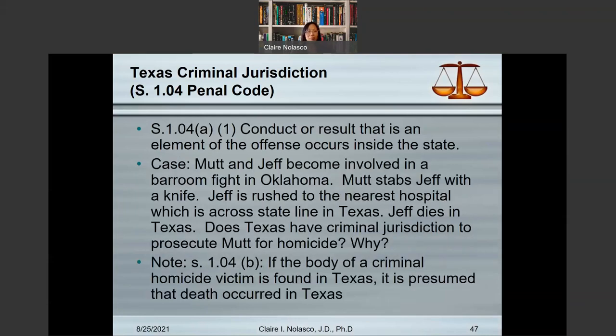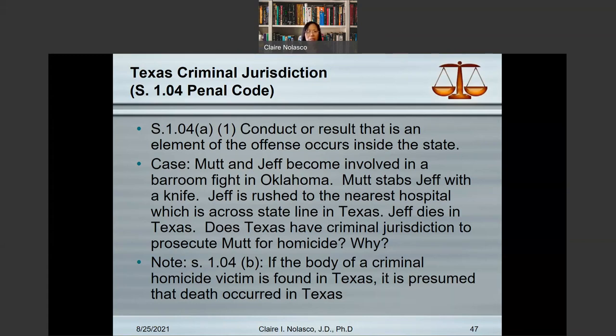Now let's look at this. Section 1.04(a)(1) states that conduct or result that is an element of the offense. So Texas criminal law grants jurisdiction to Texas if the conduct or result that is an element of the offense occurs inside the state. This simply means that if any element of the offense or if the result of the offense occurs within Texas, Texas law governs. So let's look at this case.